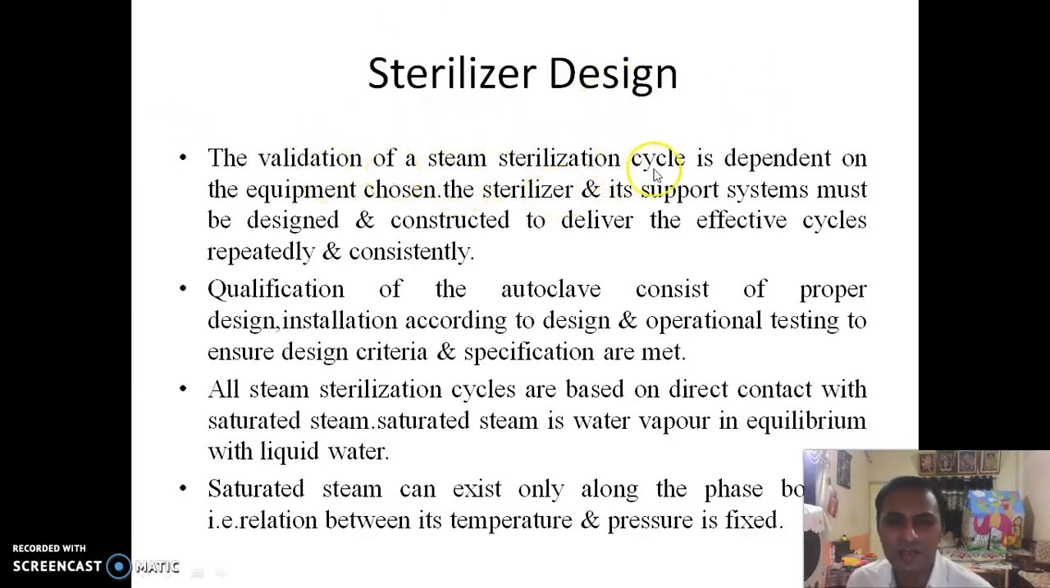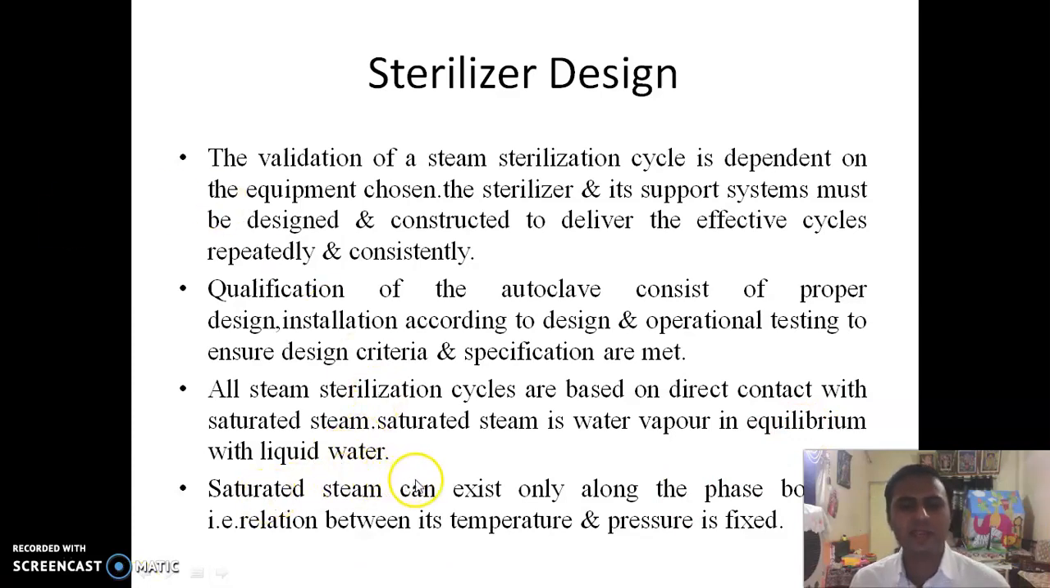The validation of the steam sterilization cycle is dependent on the equipment chosen. The sterilizer and its support systems must be designed and constructed to deliver effective cycles repeatedly and consistently. Qualification of the autoclave consists of proper design, installation according to design, and operational testing to ensure design criteria and specifications are met. All steam sterilization cycles are based on direct contact with saturated steam. Saturated steam is water vapor which is in equilibrium with the liquid.